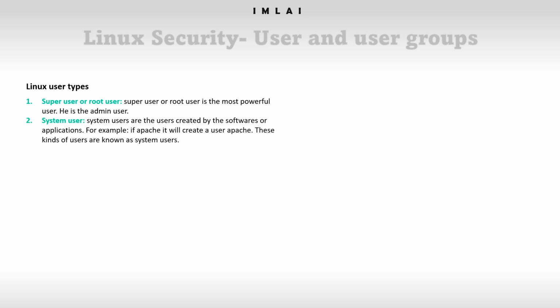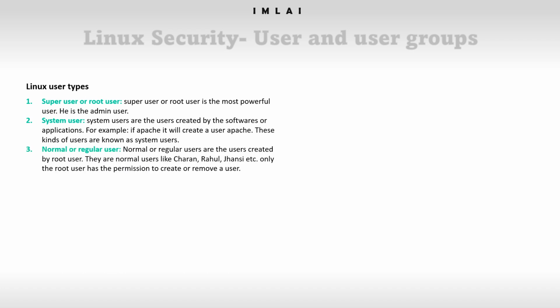And second is the system user. The system users are the users created by the software, applications or services that were installed by a regular user or maybe the root user. For example, if HTTPD is installed in CentOS, and if Apache 2 is installed in Ubuntu, HTTPD will create a user httpd user, and Apache 2 will create an Apache 2 user, or Jenkins will create a Jenkins user. So these kinds of users are known as system users. I'll show you that.